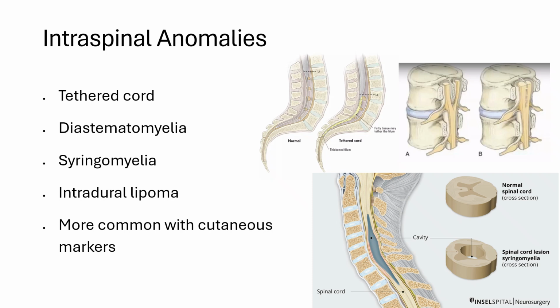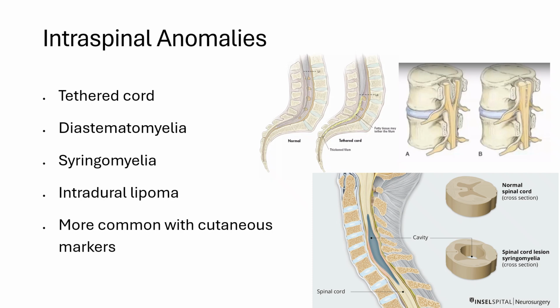and development. Picture the spinal cord as a rope that should slide freely within a tube. When it becomes stuck, growth creates tension that can damage neural tissue. Diastematomyelia involves splitting of the spinal cord into two separate channels, often with a bony or fibrous septum dividing them. Syringomyelia creates fluid-filled cavities within the spinal cord substance that can expand over time, causing progressive neurological symptoms. Intradural lipomas are fatty masses that grow within the spinal canal, potentially compressing neural structures and tethering the cord.